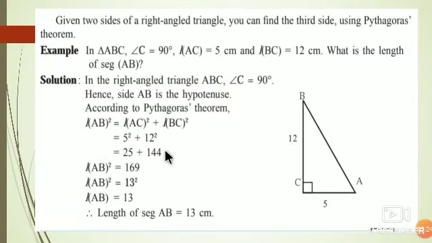So let's learn now how to solve the examples. In triangle ABC, here angle C is 90 degree. Length of AC is 5 centimeter. Length of BC is 12 centimeter. What is the length of the segment AB? We have to find out the length of the segment AB.